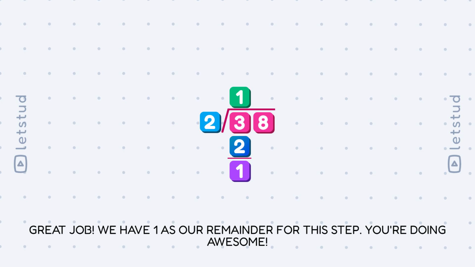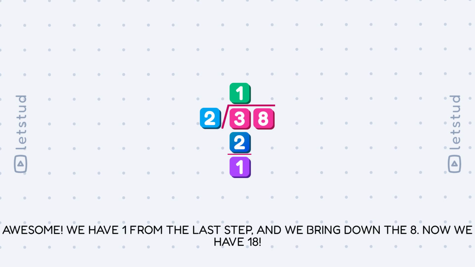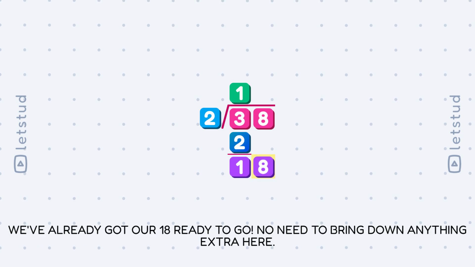You're doing awesome. Now let's bring down the next digit to join the 1. Get ready for the next step. Awesome, we have 1 from the last step and we bring down the 8. Now we have 18. We've already got our 18 ready to go. No need to bring down anything extra here.